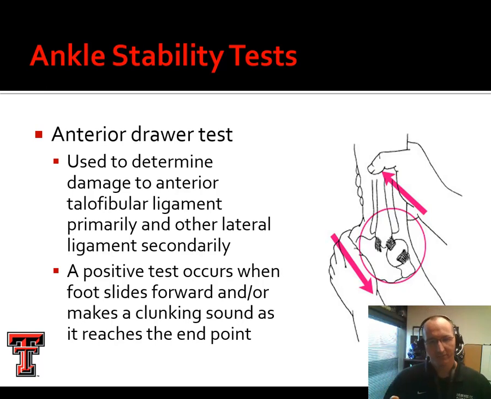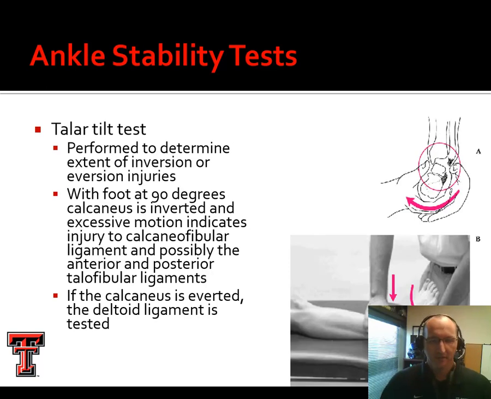And so what we do here is we stabilize their tibia and fibula with one hand, we grasp the calcaneus with the other, and we attempt to open that drawer. Okay, and we're looking for stability from one side to the other. If it clunks or you can otherwise appreciate laxity, then that's considered a positive test. Just pain on this one isn't necessarily a positive test. We are actually looking to see how stable that ankle is.